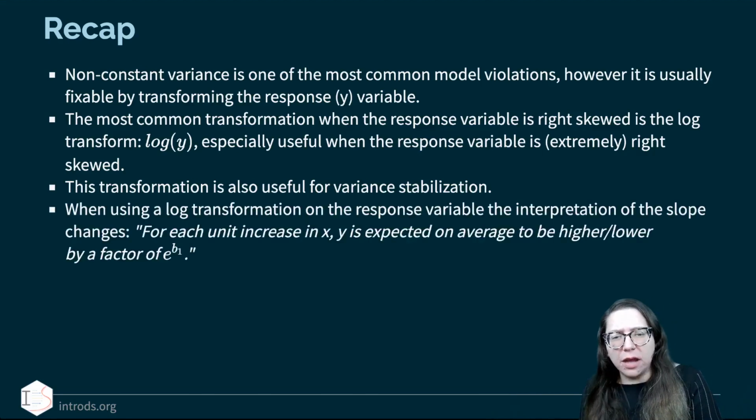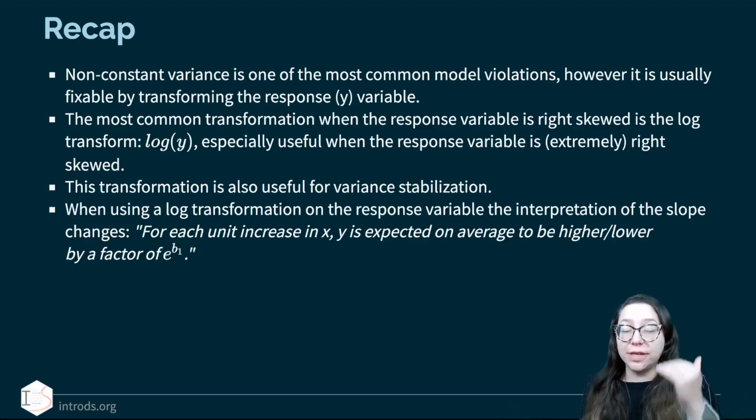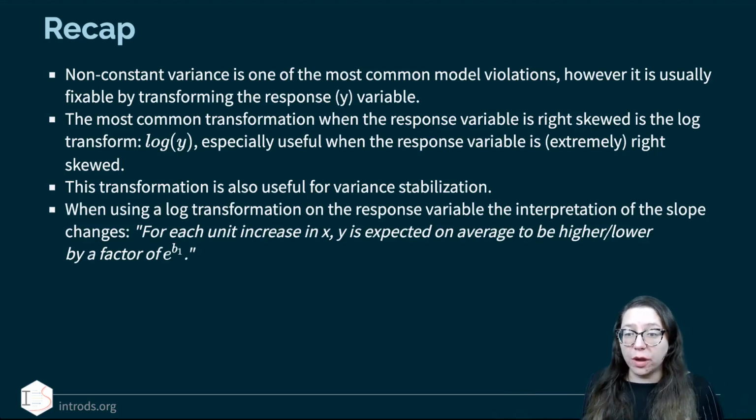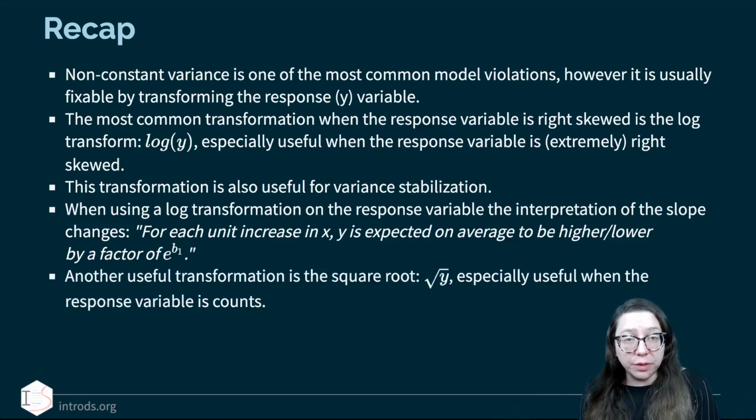So when using a log transformation on the response variable, the interpretation of the slope changes. For each unit increase in x, y is expected to, on average, be either higher or lower by a factor of e to the whatever the value of the slope is. So that's our b1, our slope estimate. Another useful transformation is the square root, and that can be especially useful when the response variable is a count.